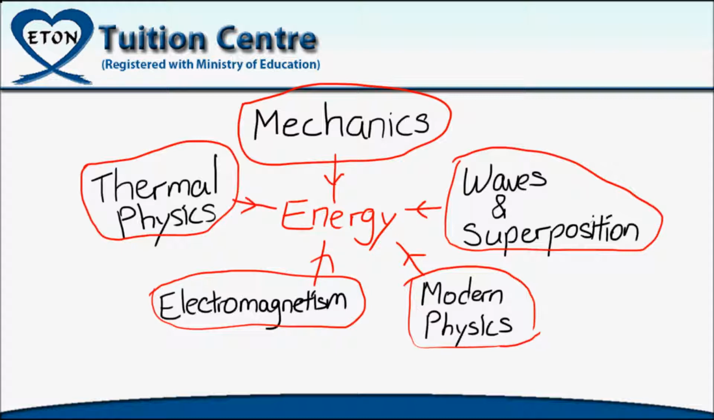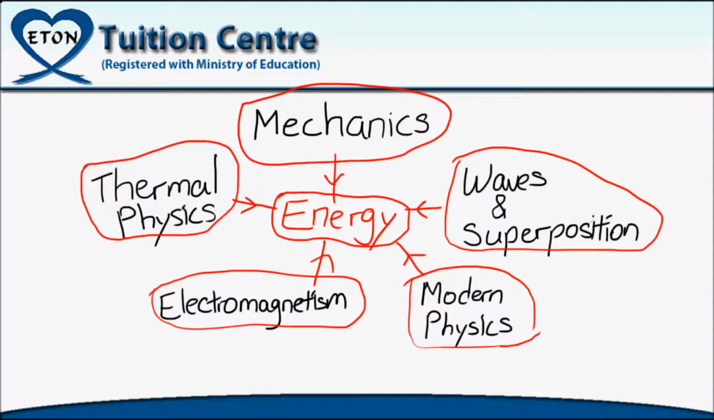So with this concept, for mechanics, we have, for example, gravitational potential energy, kinetic energy, elastic potential energy. For thermal physics, heat itself is thermal energy. In electromagnetism, you have energy due to electric fields and magnetic fields.